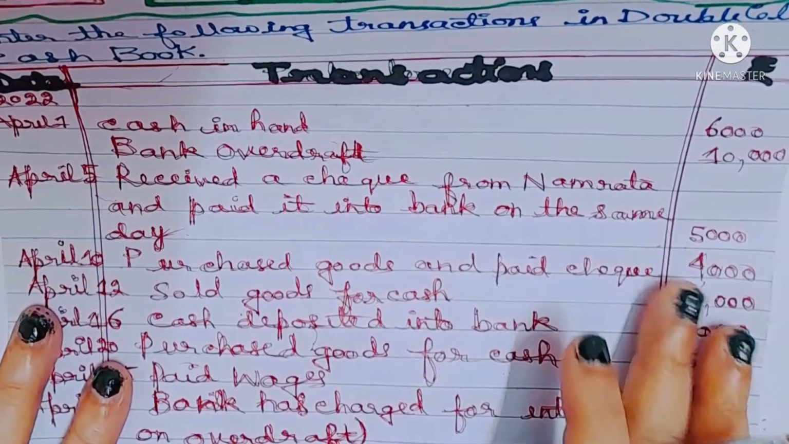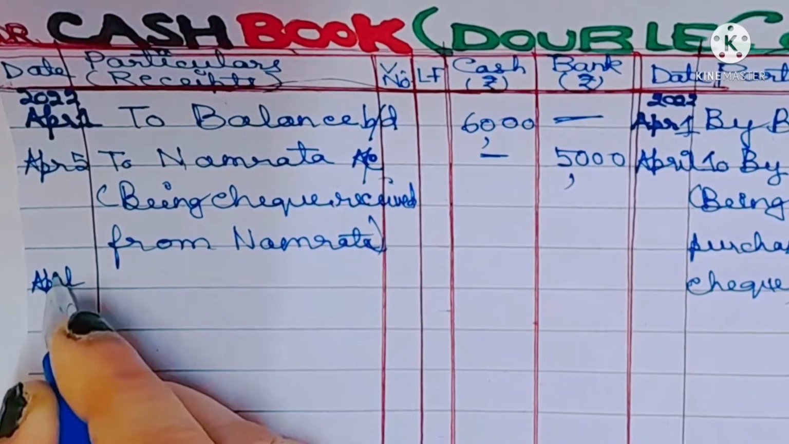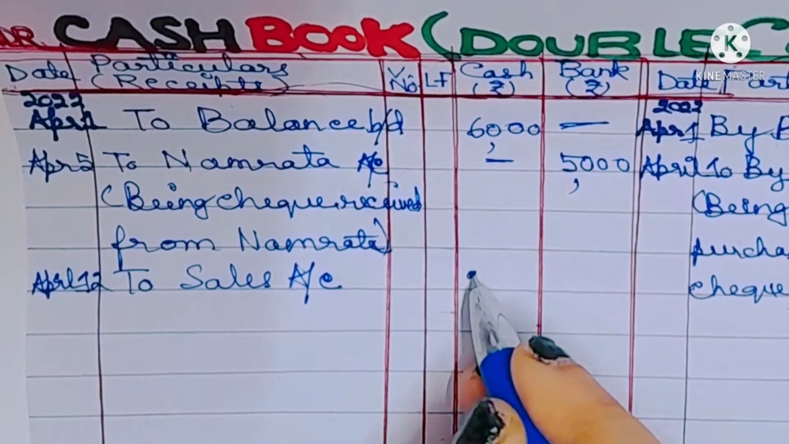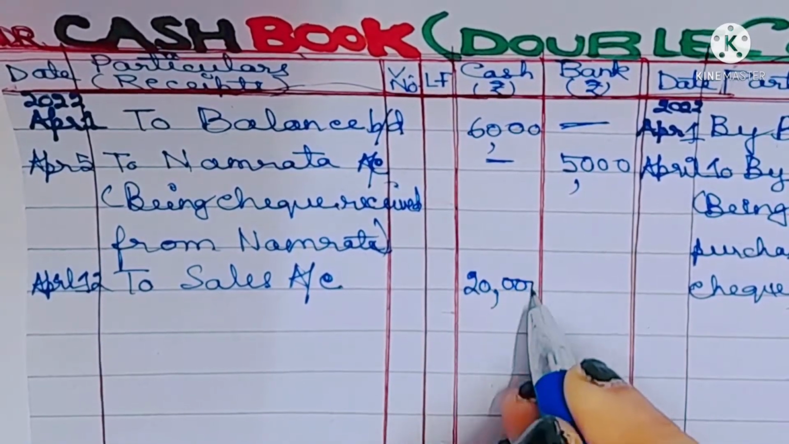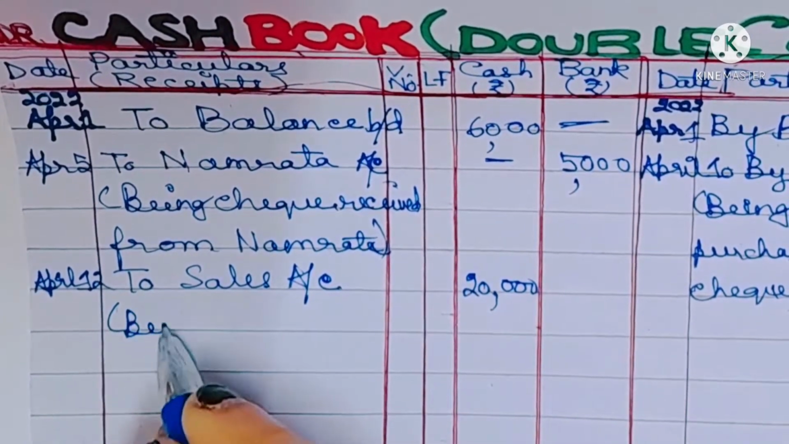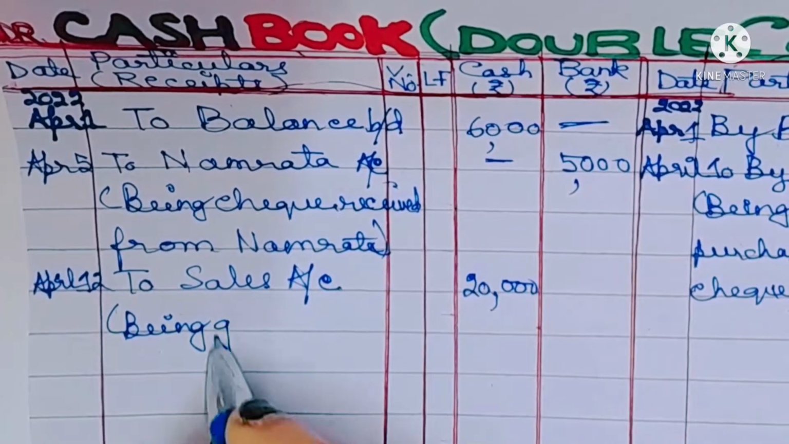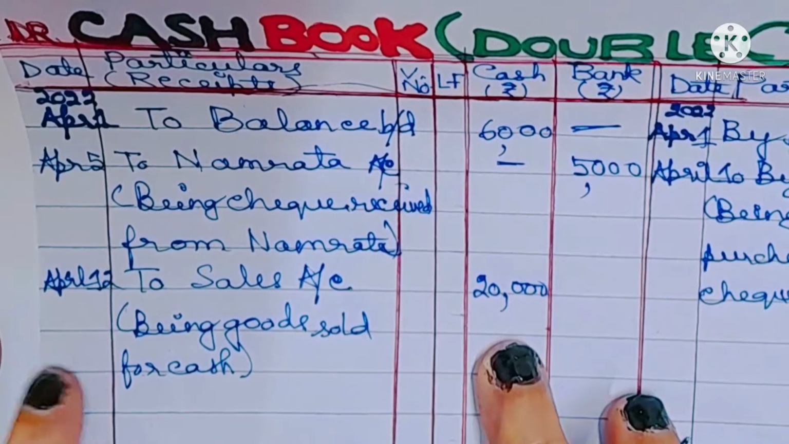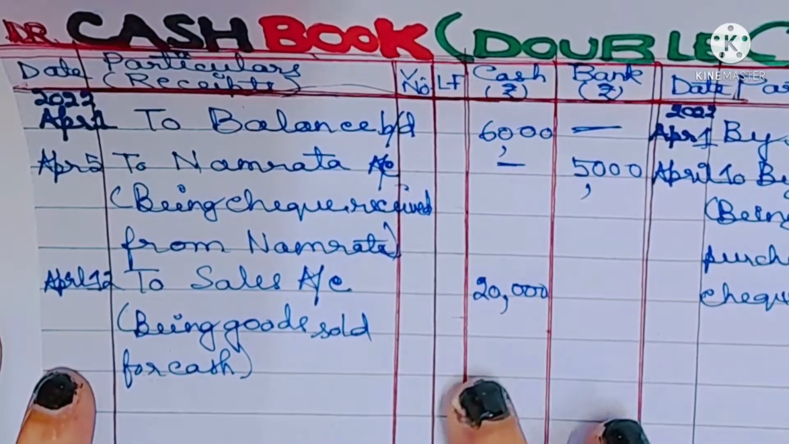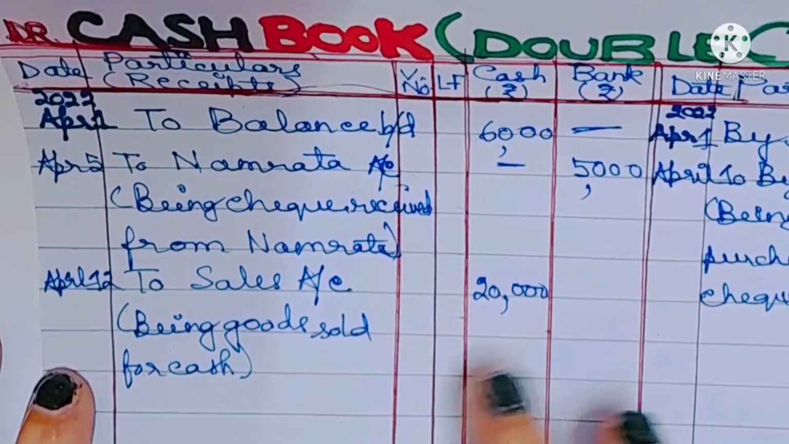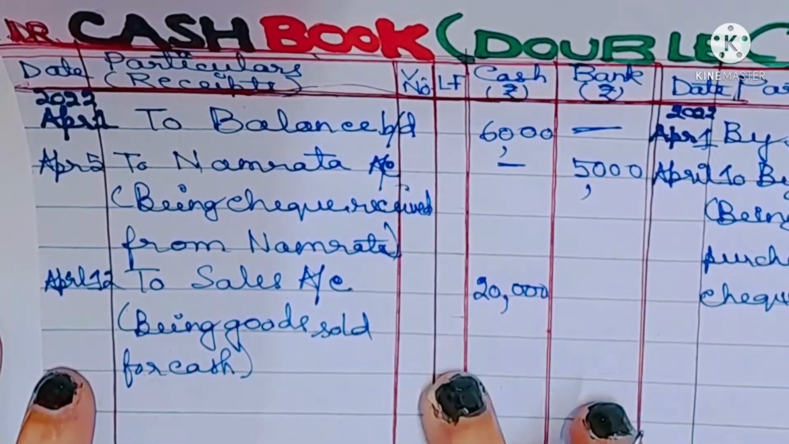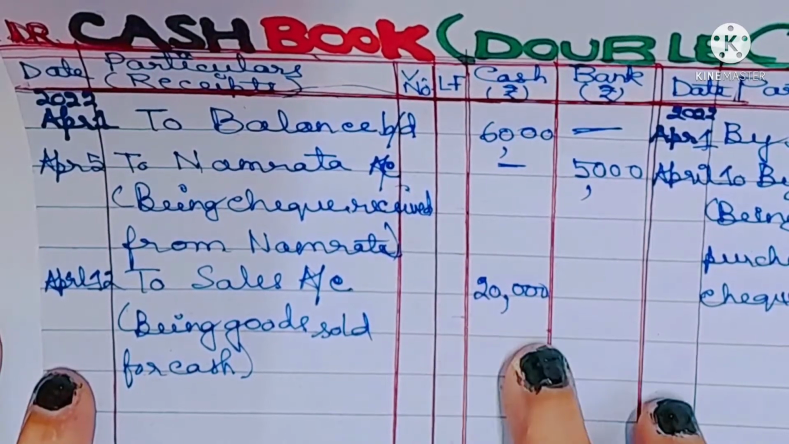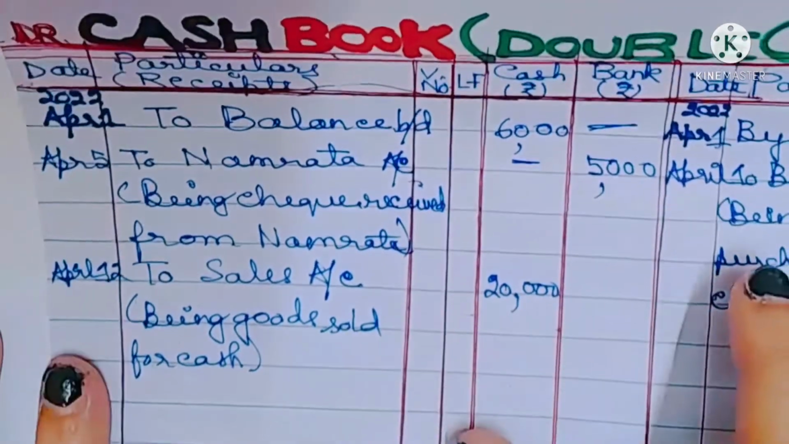Okay, so let's write 12th April to sales account 20,000 in the cash column because goods sold for cash. Being goods sold for cash. And moreover, cash column represents cash account. So here cash comes under real account. According to real account, what comes in is debit. So here when goods are sold, cash comes into the business. So 20,000 will be debited. Understood? Now let's see the next transaction.